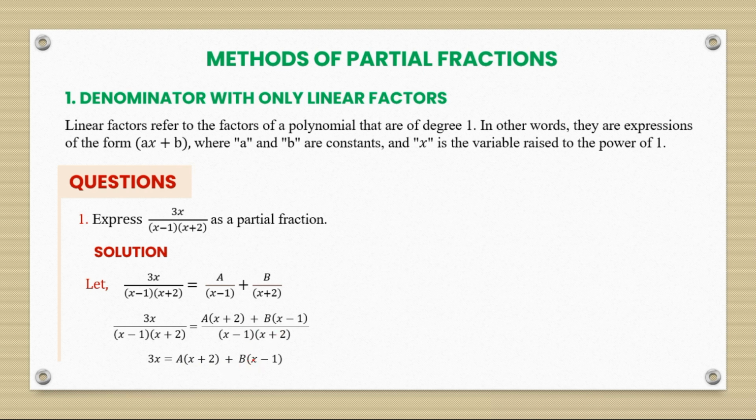If we let x be positive 1, this becomes 1 minus 1, which is 0. 0 times B is 0, and with that we can find the value of A. And if we want to find the value of B, what value can we insert here so that this becomes 0? That value is negative 2, since negative 2 plus 2 is 0. When we insert that, this term becomes 0, and we can find the value of B.